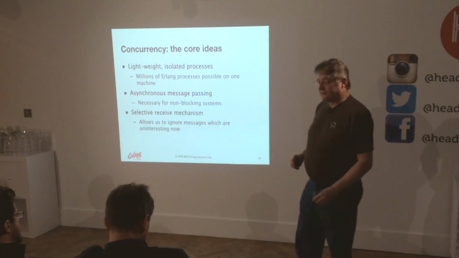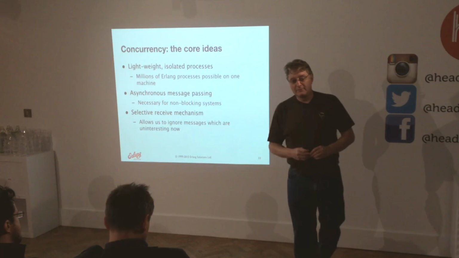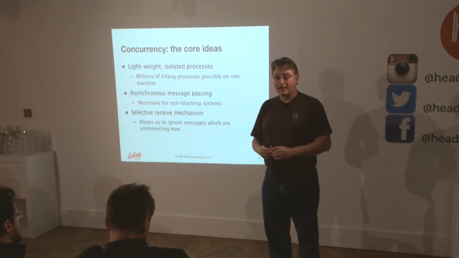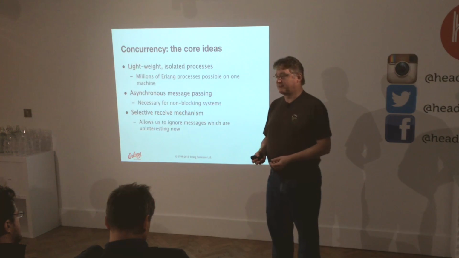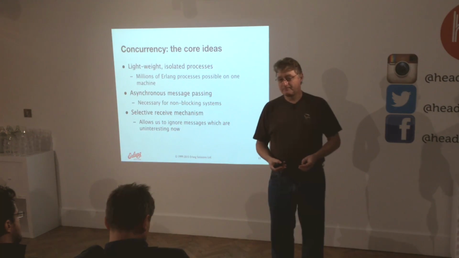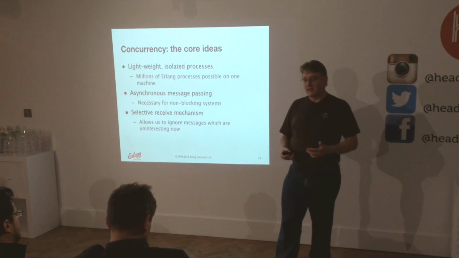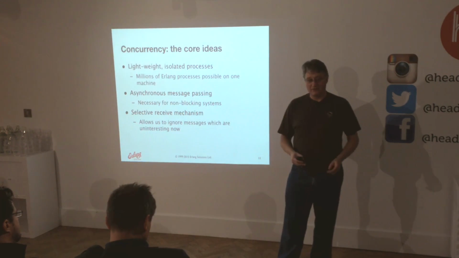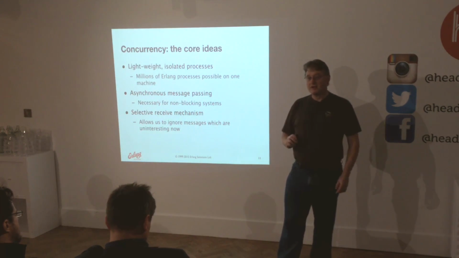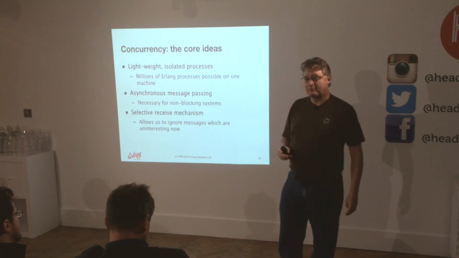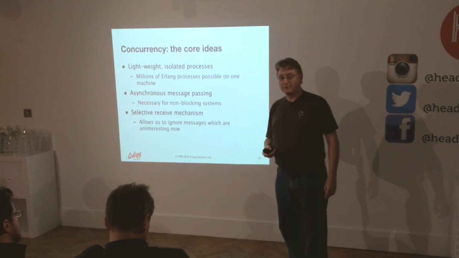And we have a selective receive mechanism. When you're sending messages to a process, the process receiving the message can decide when it wants to handle that message and which messages it wants to handle. So you avoid a combinatorial explosion. You don't have to handle every message everywhere. I can say, I'm just interested in this message, and I'll ignore the other ones for the time being. And those are the three basic principles on which the whole concurrency model is built.